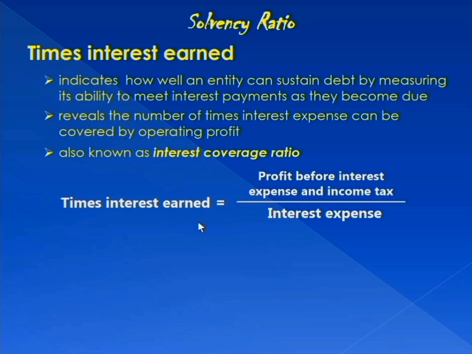Times interest earned. The denominator is the interest expense, while the numerator is the earnings or profit, but not the net profit or the net income. Also not the gross profit or gross income, but the operating profit or earnings before interest expense and income tax.